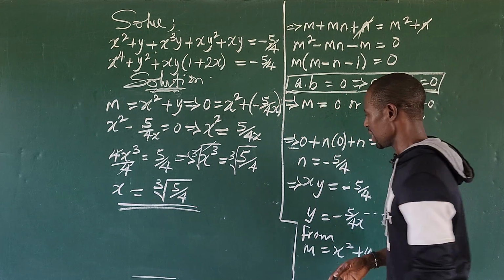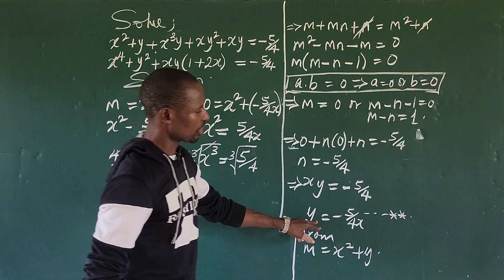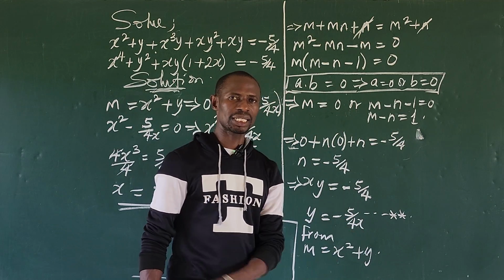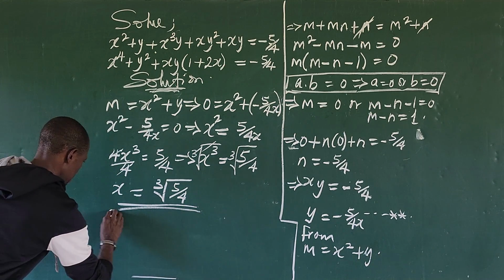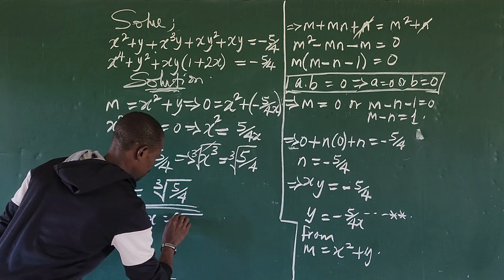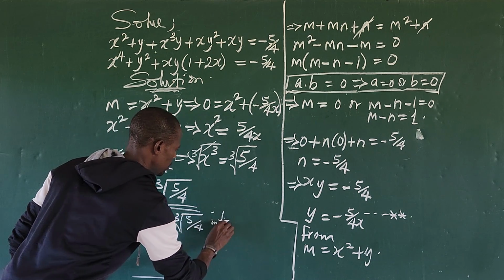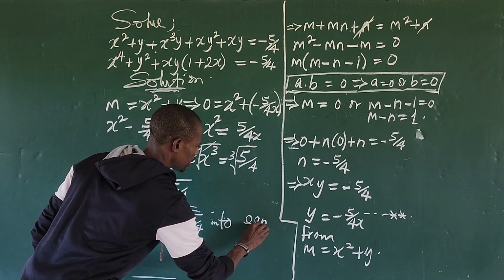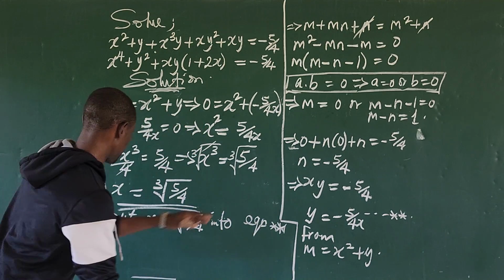Now, looking for the value of y is very easy. Why? Because we've already made y the subject of the formula from equation star star. So let's go ahead and put this into that. You can say I put x equal to the cube root of 5 all over 4 into equation star star. Okay, so what is our equation star star?